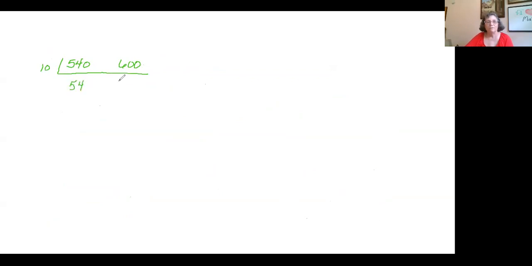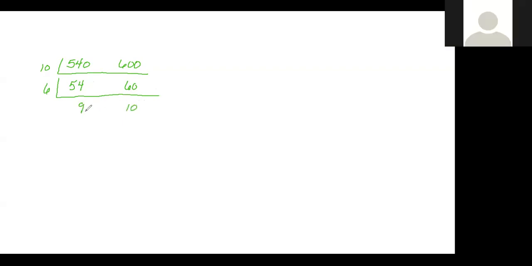540 divided by 10 will be 54. 60 divided by 10 will be 6. 6 will go into both of those. 6 into 54 is 9. 6 into 60 is 10. This is done because there's no more factors in common. So the greatest common factor or divisor is going to be 10 times 6, 60.